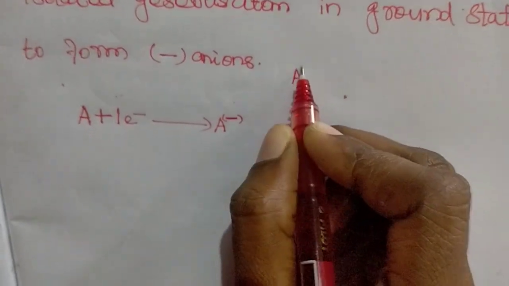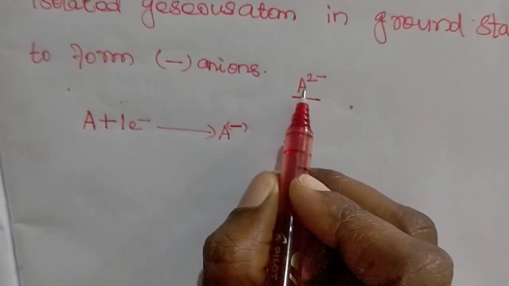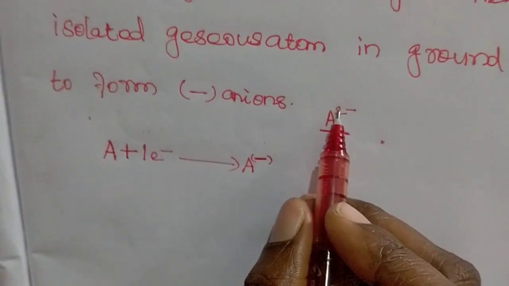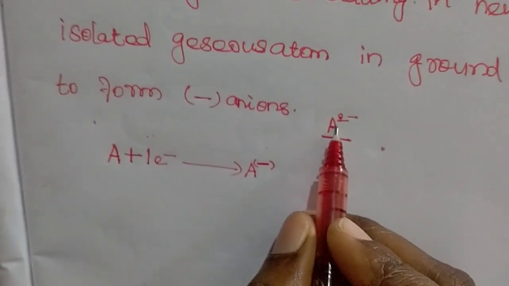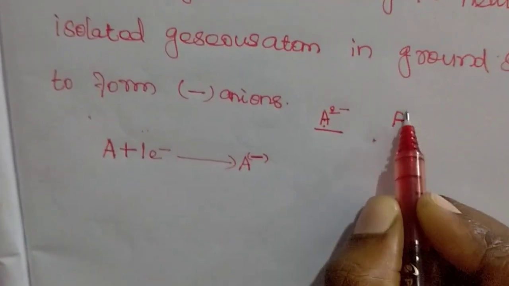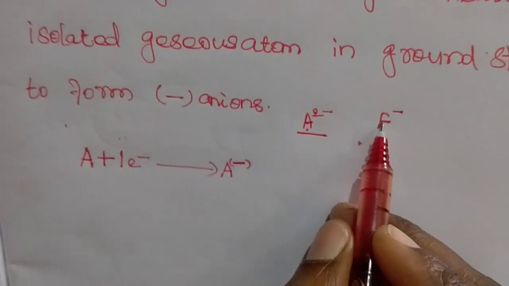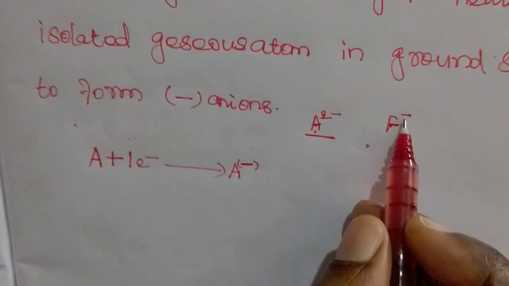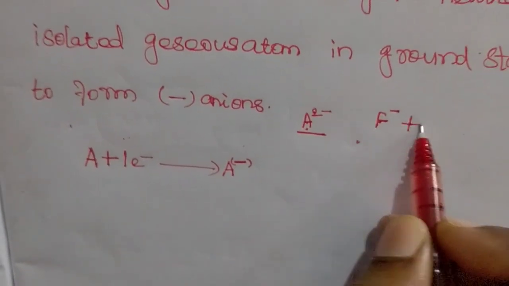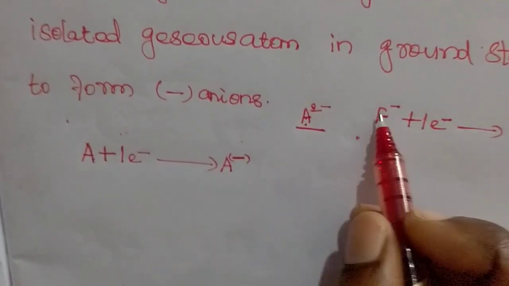If in a book they are given A2 minus, what is the meaning of A2 minus? 2 electrons are added in the element A. Okay, so for example, F minus. What is the meaning of F minus? It accepts one electron, or we add one electron in fluorine. Then again we add one electron to the fluorine.